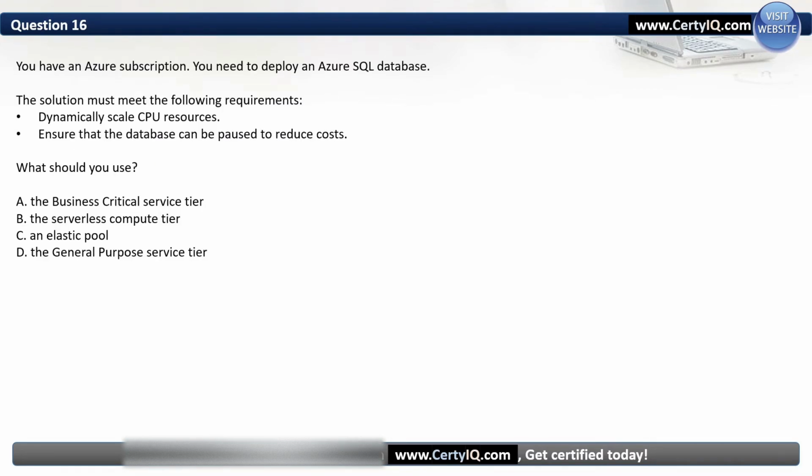Question 16. You have an Azure subscription. You need to deploy an Azure SQL database. The solution must meet the following requirements. Dynamically scale CPU resources. Ensure that the database can be paused to reduce costs. What should you use? The correct option is B. The serverless compute tier.